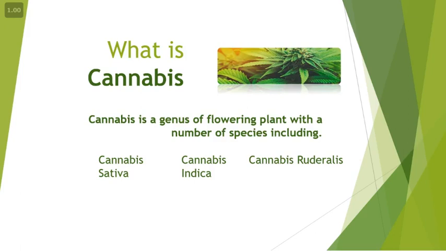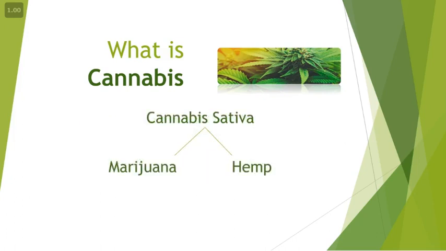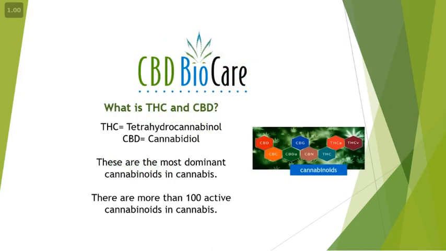Cannabis is a genus of flowering plant that includes a number of species, such as Cannabis sativa, Cannabis indica, and Cannabis ruderalis. Under these species, there can be different strains, and these strains can be either marijuana or hemp. For our purposes, we only use Cannabis sativa, and the difference between the two is simply determined by the plant's CBD and THC content. So what is THC and CBD? THC stands for tetrahydrocannabinol, and CBD stands for cannabidiol. These are the two most dominant cannabinoids of the more than 100 active cannabinoids in this plant.